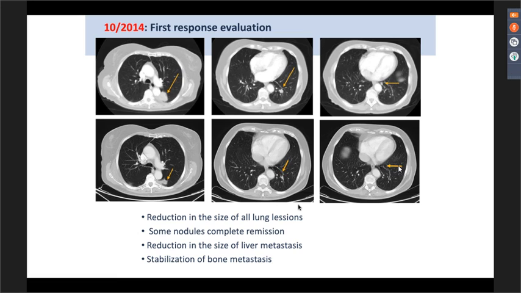What happened with our patient? In the first response evaluation, you can see here, this was the initial CT scan lesions, and these are the status of the lesions at the first evaluation. You can see there a reduction in the size of all lung lesions. Some nodules completely disappeared, and there was also a reduction in the size of liver metastases, and there was a stabilization of bone metastases. Then our patient underwent what we call a partial response to the treatment.